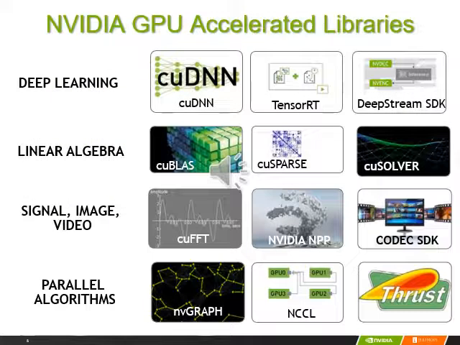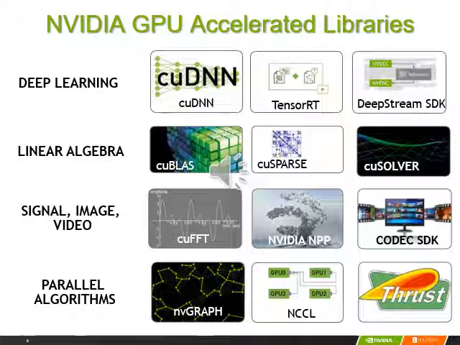NVIDIA provides a collection of GPU-accelerated libraries that target a wide range of computing applications. Again, these libraries provide drop-in GPU acceleration for developers and can be enabled with only minimal changes to existing codes. Each of the NVIDIA accelerated computing libraries falls into one of four categories: deep learning, linear algebra, signal, image and video processing, and parallel algorithms.